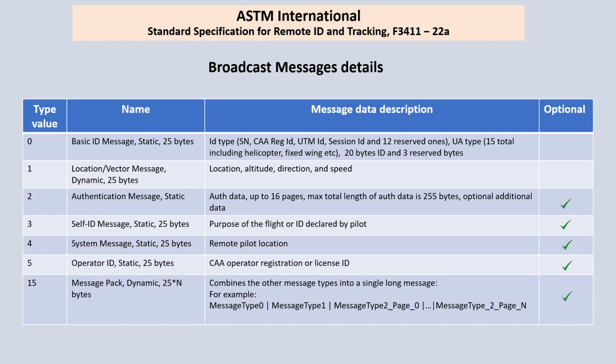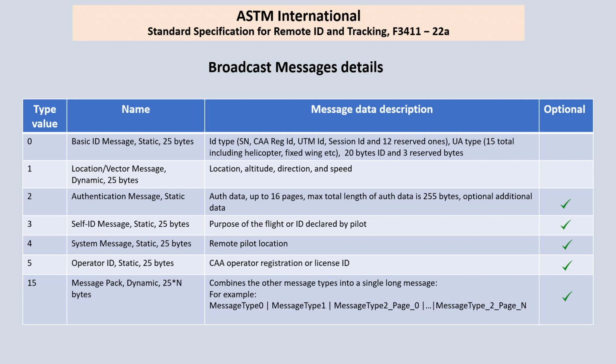It can be long enough, up to 225 bytes, and it's not possible to put the whole signature into the existing 25 bytes. From this point, the standard introduces message pages. So the signature can be split into 16 pages, and the receiver will assemble the signature by putting all these pages together. Type number 3.